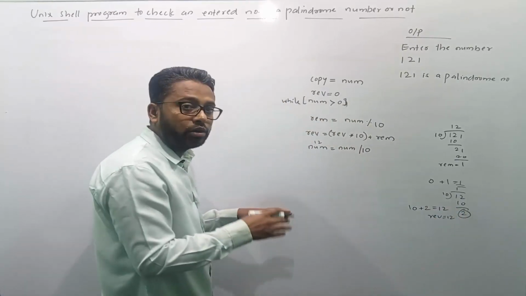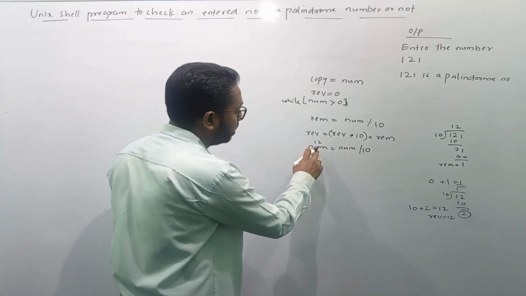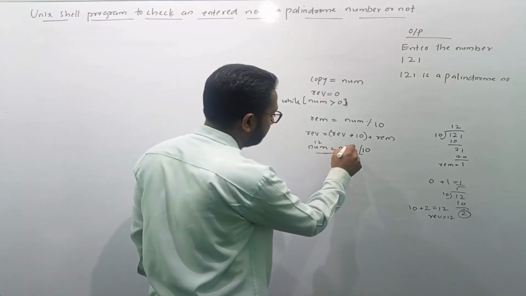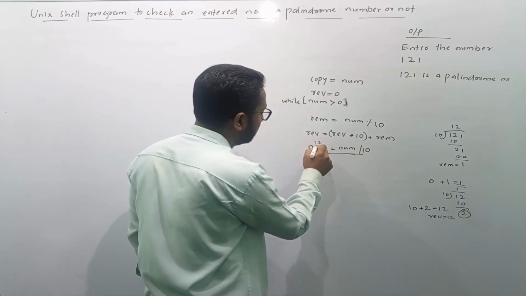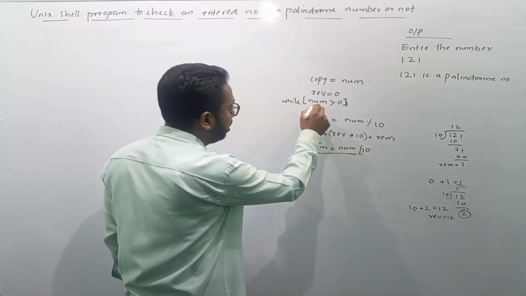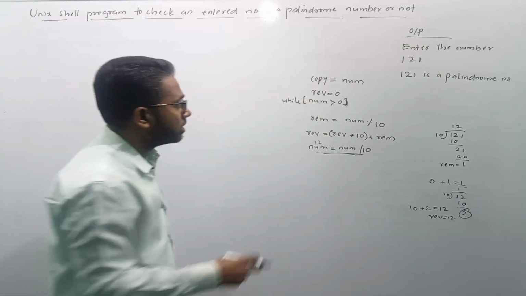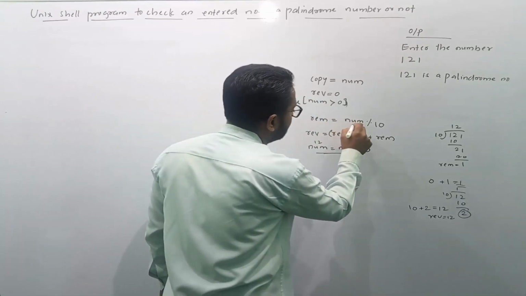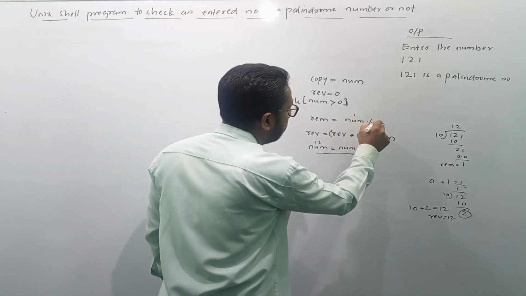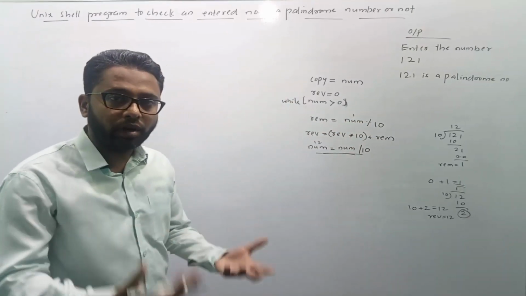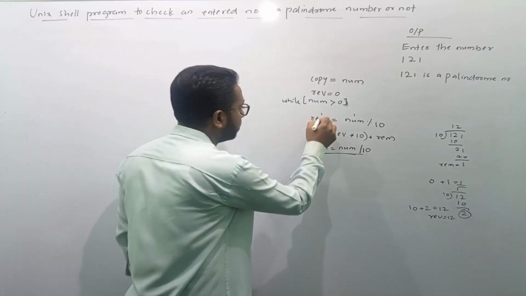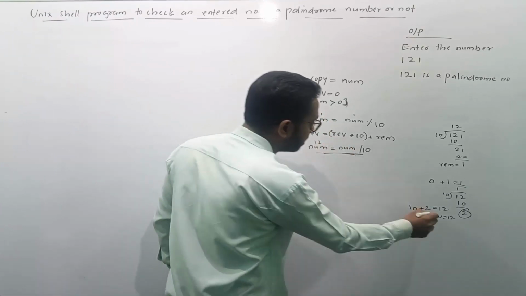Okay, now I need to reduce the value of 12 to 1. So now 12 by 10 we will get 1, and 1 gets passed to the while loop, where this condition gets checked. 1 is greater than 0, yes, the condition becomes true, and num value is 1 now. 1 mod 10 will give 1 as an output, and 1 gets stored inside remainder.